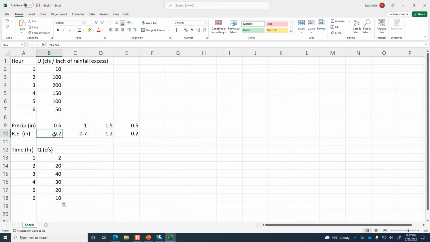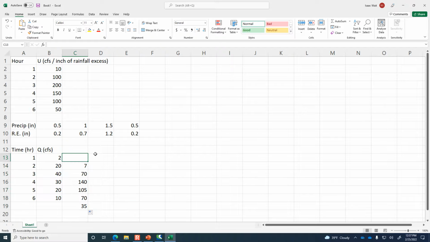Okay, now let's consider what happens in the next hour. So in the next hour, we've got 0.7. So it's going to be a similar thing, but it's delayed by an hour. So it's actually starting here. So it's 0.7 inches of rainfall excess, and then multiply that by the unit hydrograph. So 7 CFS, oops, let me drag it down.